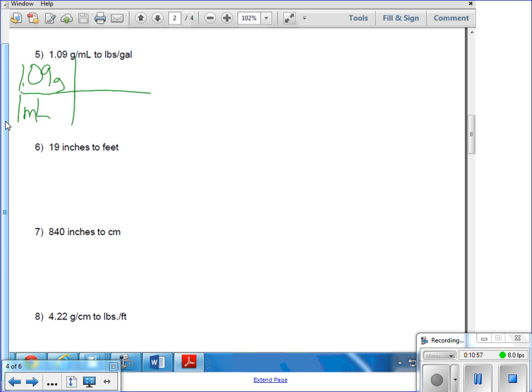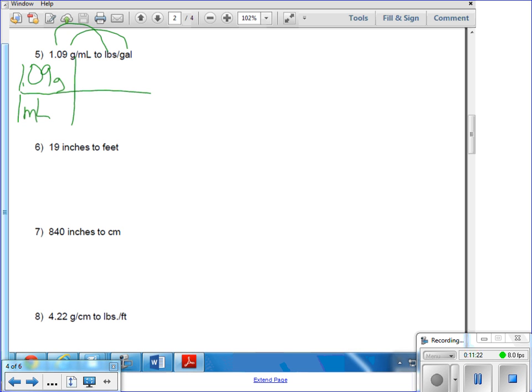All right. So 1.09 grams over 1 milliliter is the exact same thing as 1.09 grams per milliliter. What they want us to do is change our grams to pounds and milliliters to gallons. So that's going to be my first thing. I'm going to change my grams to pounds, and then I'm going to change my milliliters to gallons.